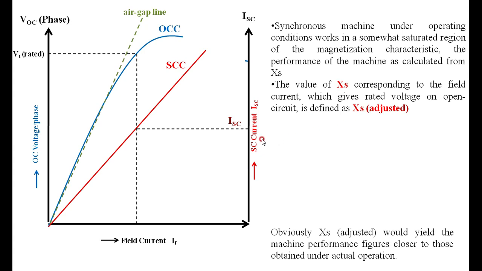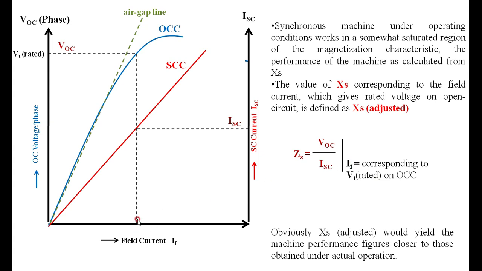So while calculating XS adjusted, you mark the point on the OCC corresponding to the rated voltage of the alternator. Then VT rated is nothing but the open circuit voltage, and ISC is the short circuit current for the same field current. The procedure for finding ZS remains the same, that is, ZS is equal to VOC by ISC, where IF corresponds to VT rated.